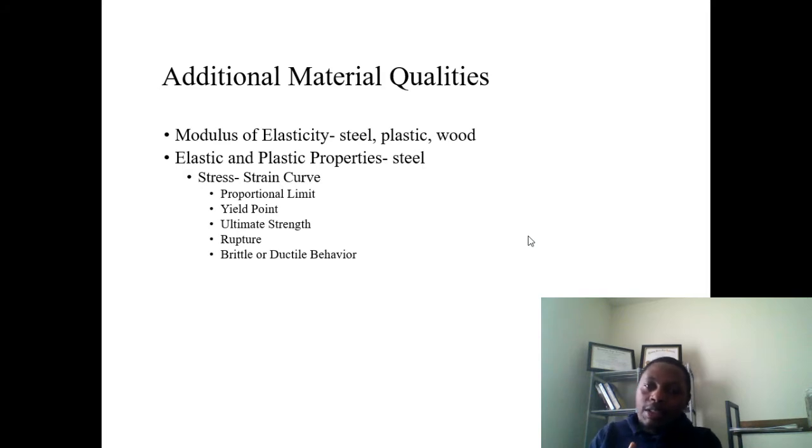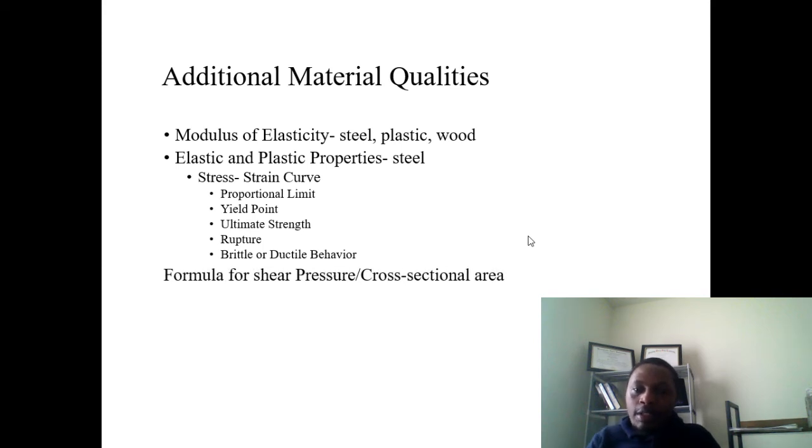Then you need to understand the relationship between the stress and the strain. You need to know how to calculate shear. I didn't have the equal sign there. So the shear is supposed to be pressure. Pressure is just force divided by the cross-sectional area. So make sure that you know how to calculate shear, and remember that shear is equal to pressure divided by the cross-sectional area.